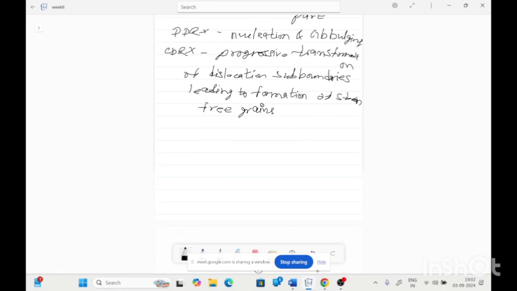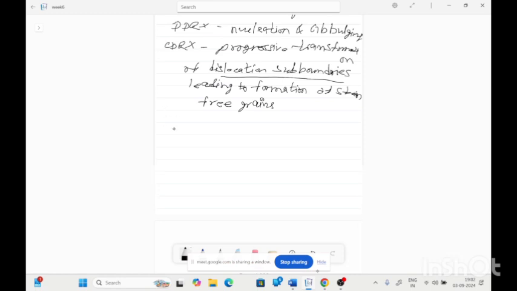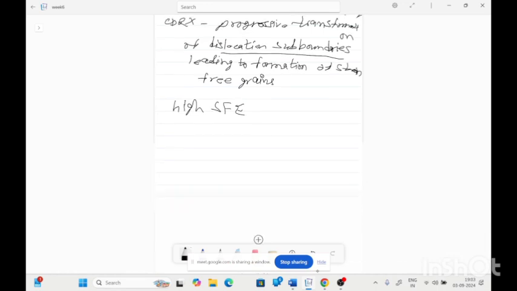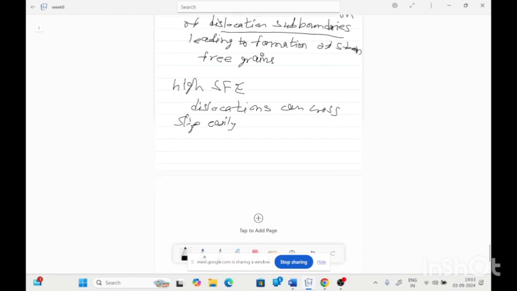So, what are the dislocation sub boundaries? CDRX also happens in high stacking fault energy material. In high stacking fault energy material, the dislocations are able to cross slip easily. That will lead to different arrangements of the dislocations.